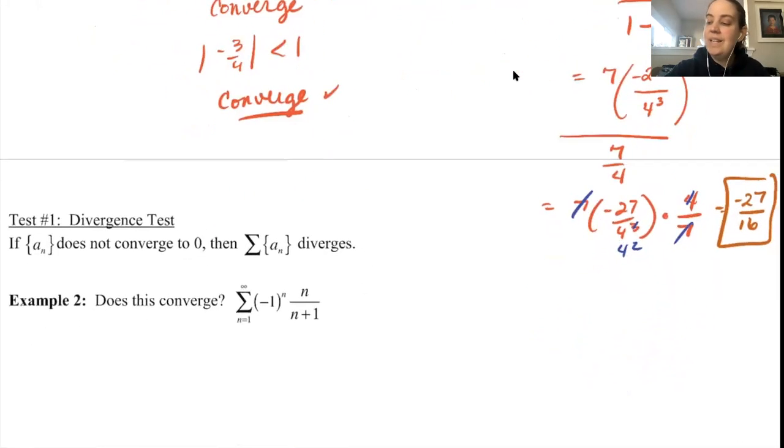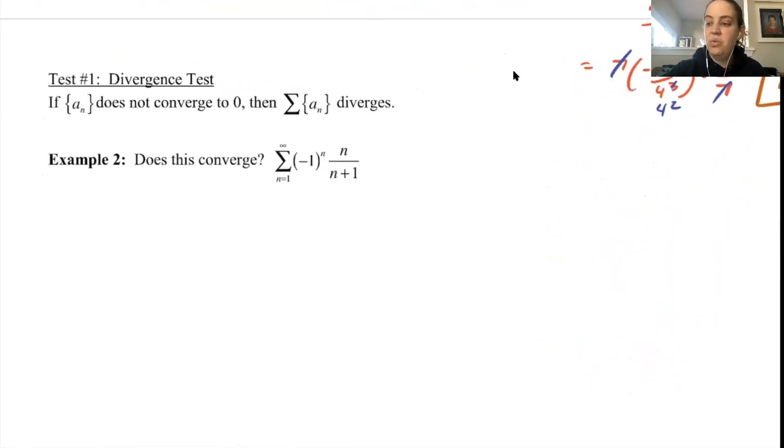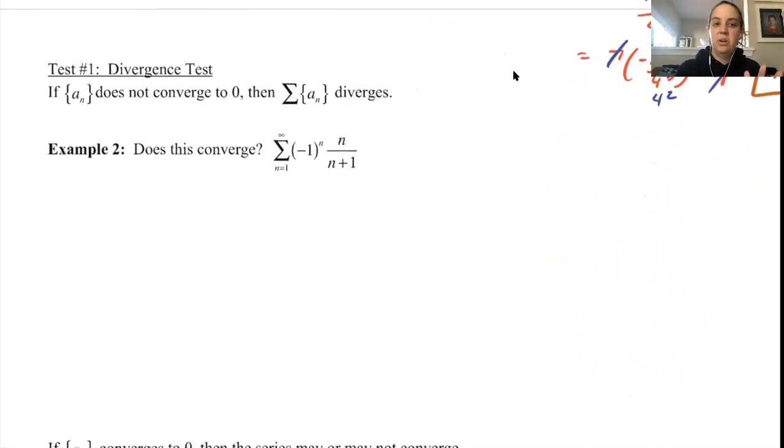Test number 1, the divergence test. This is just normal, regular, do the terms converge or diverge? If a sub n does not converge to 0, then the sum diverges.